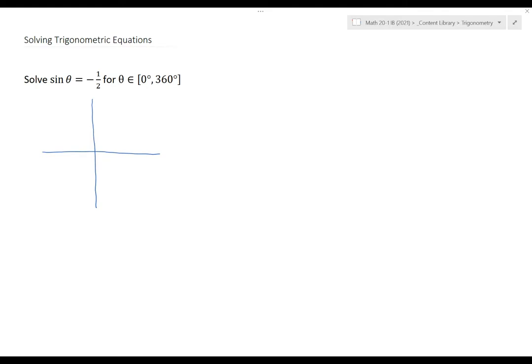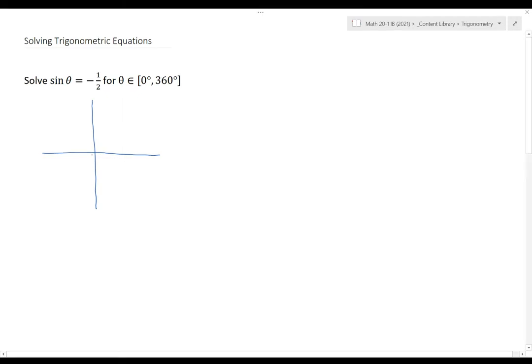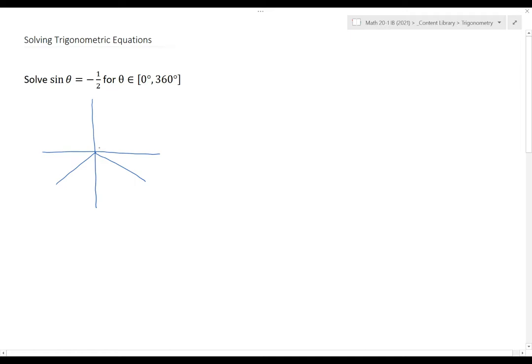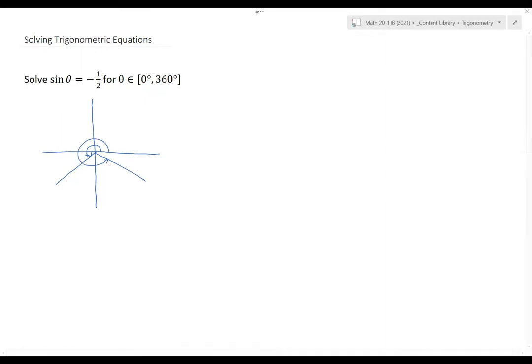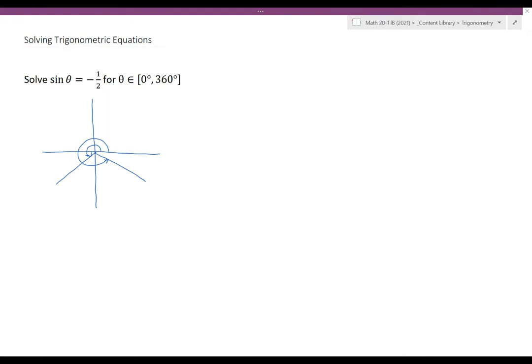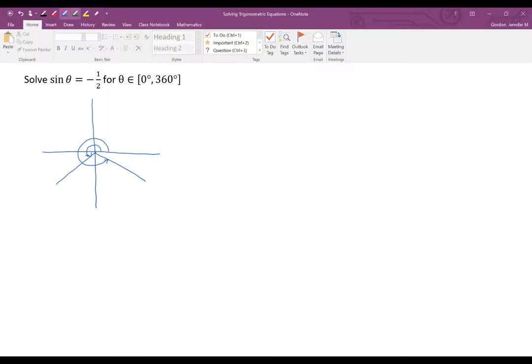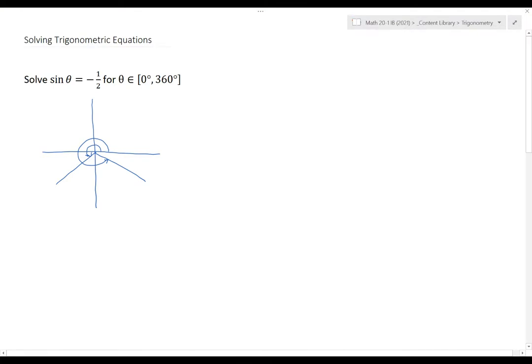Because we've seen that the sine value is the y value divided by the radius of the circle, the hypotenuse of the triangle, sine will be negative when the y value is negative. So that happens in quadrants 3 and 4. So we'll have two possible angles, one angle of rotation that goes into quadrant 3 and one that goes into quadrant 4. So first we figure out which quadrants we're looking at. The next piece that's important is figuring out a reference angle.